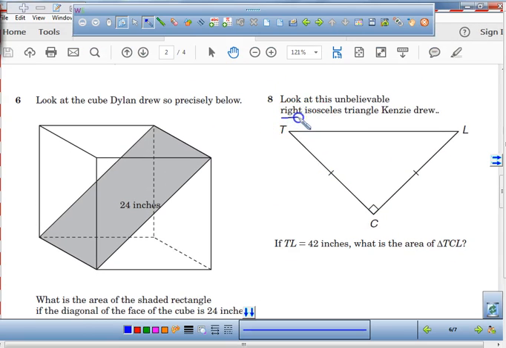It says, look at this right isosceles triangle. All right? Now, what is a right isosceles triangle? There's only one of them in the world.